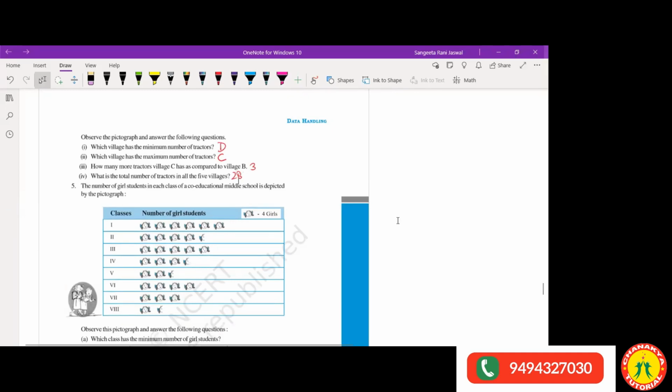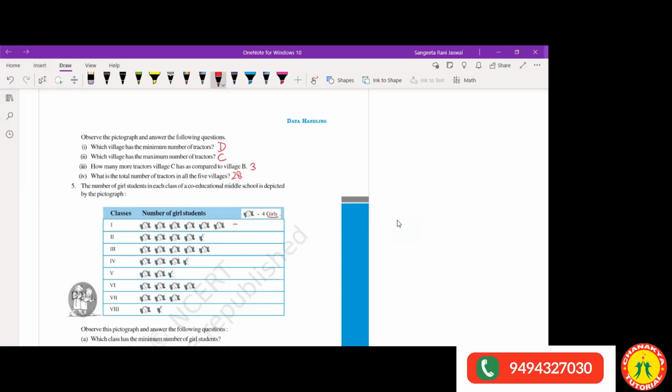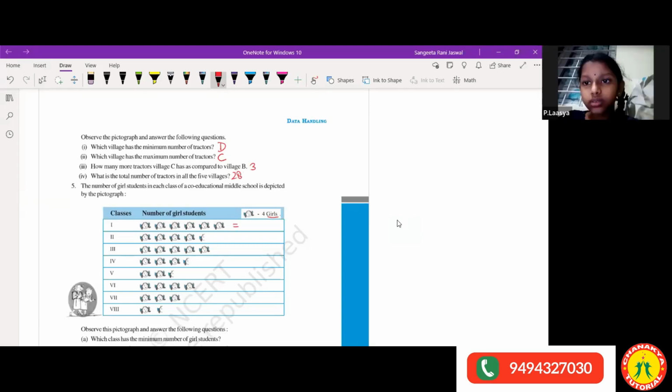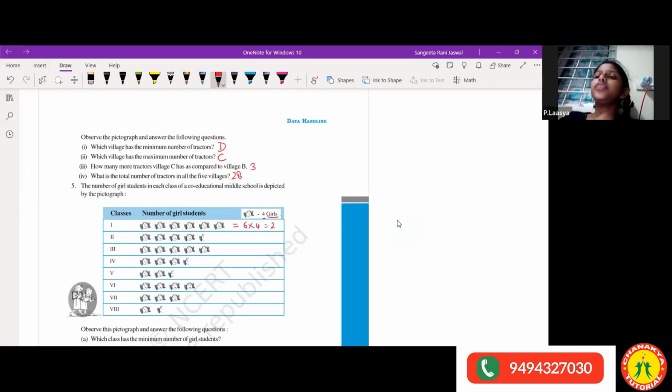Advika, you read the question number 5. Yes, ma'am. The number of girl students in each class of a co-educational middle school is depicted by the pictograph. Now, one photo of a girl equals 4 girls, so one face of a girl is representing 4 girls. So in class 1, how many girls are there? Ma'am, it's 24. These are 6 faces, so 6 into 4 is 24.